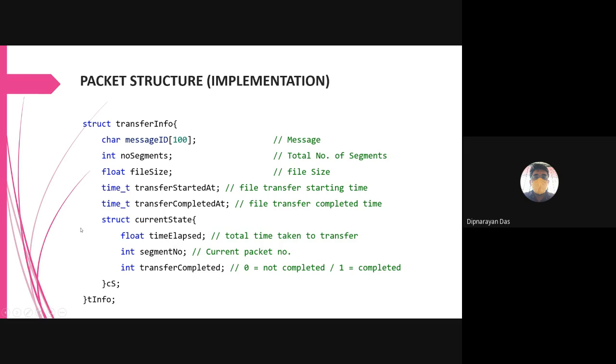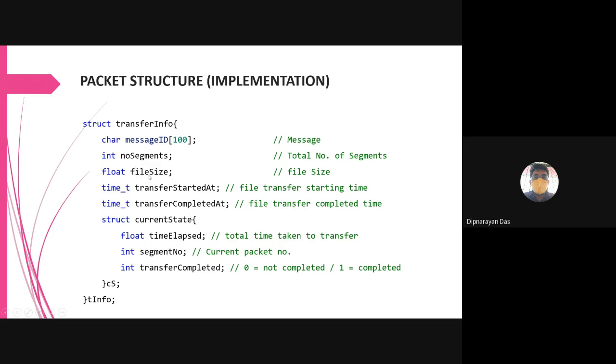So this is the packet structure of what we are sending. First we send the message ID. The message ID can be the file name or a file ID or something like that. Then the number of segments we will send. It is sent the first time to the server, telling it how many segments I will send. Suppose I have given that each segment is 100 bytes. If the file is 1,000 bytes, the number of segments will be 1,000 divided by 100, equal to 10 segments. So I will send 10 segments.